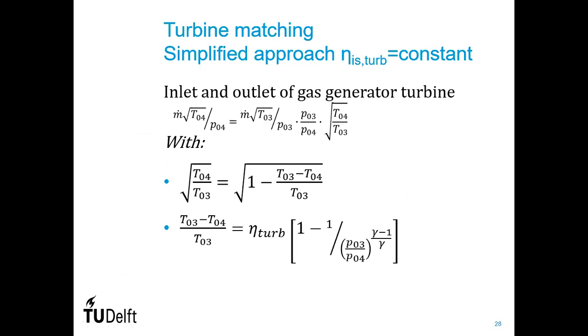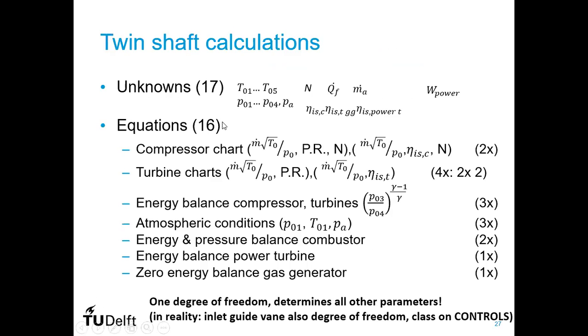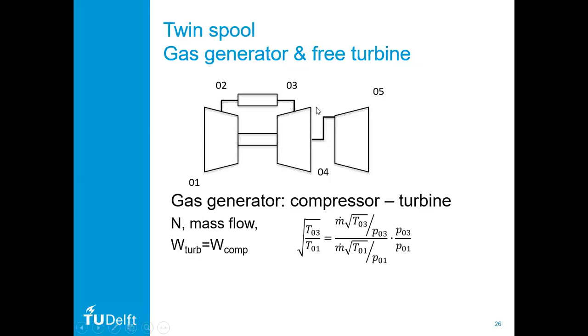Well, there are some simplifications possible, and to better understand the performance of such a turbine, we can do that if you look at the inlet and outlet of the gas generator. So we define a dimensionless mass flow at the outlet of the gas generator, so the outlet of the turbine. In this situation, this location, the turbine of the gas generator is indicated by 4.